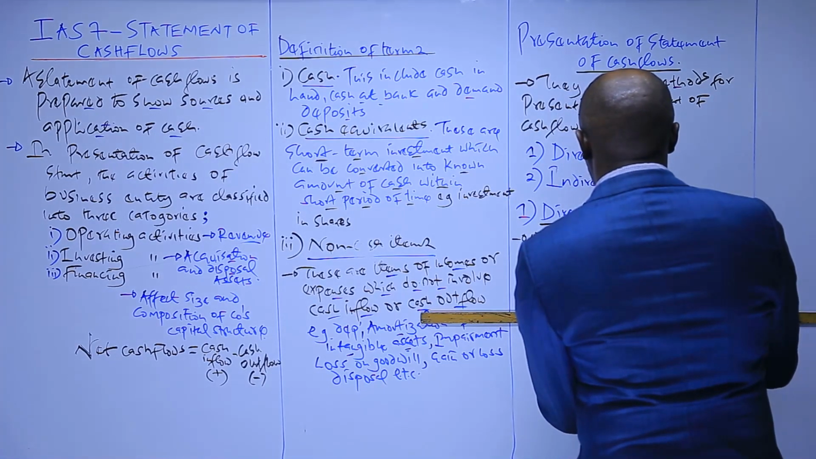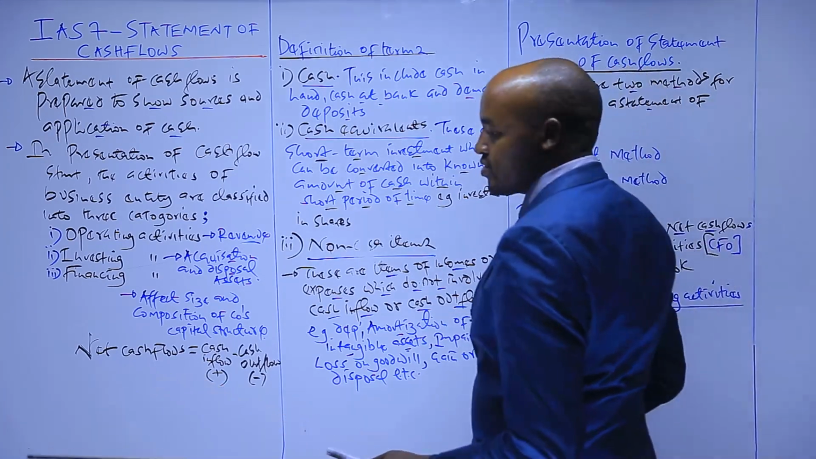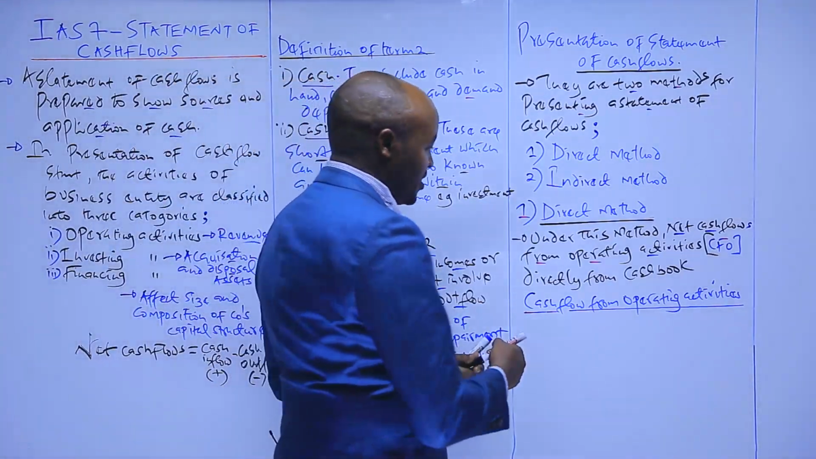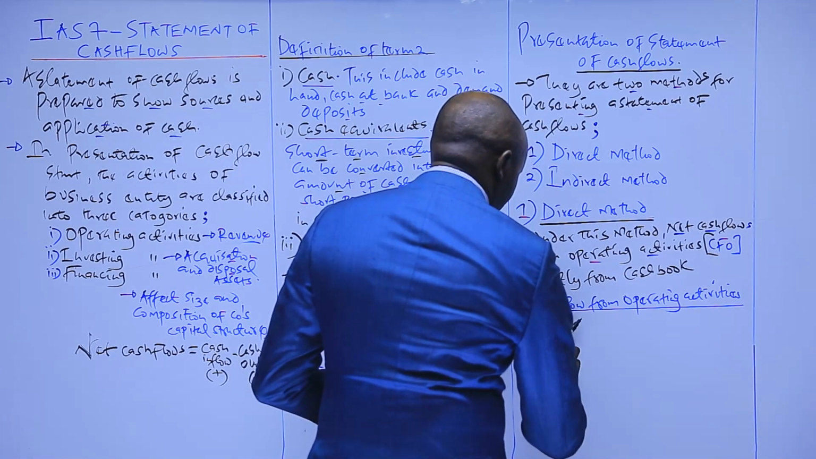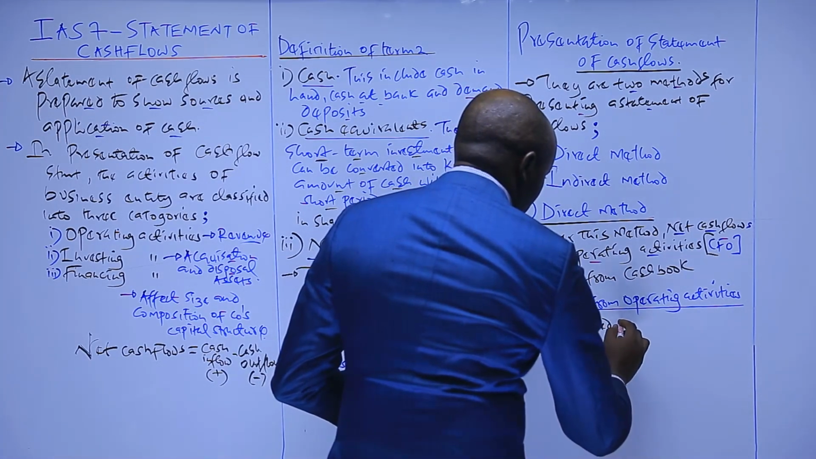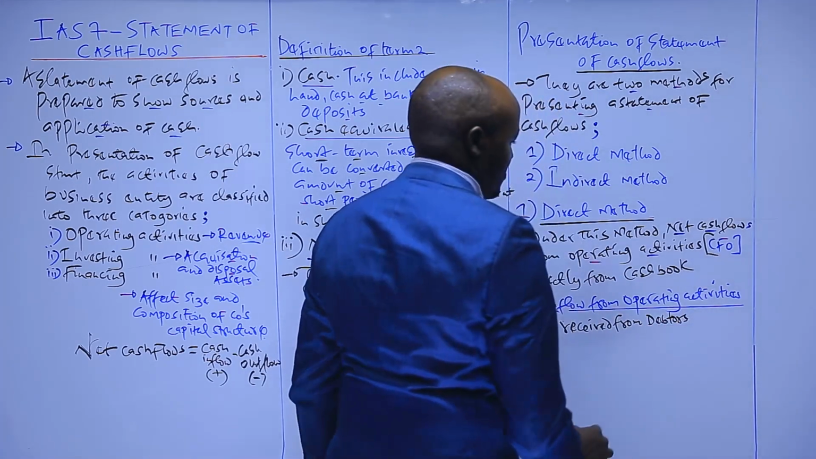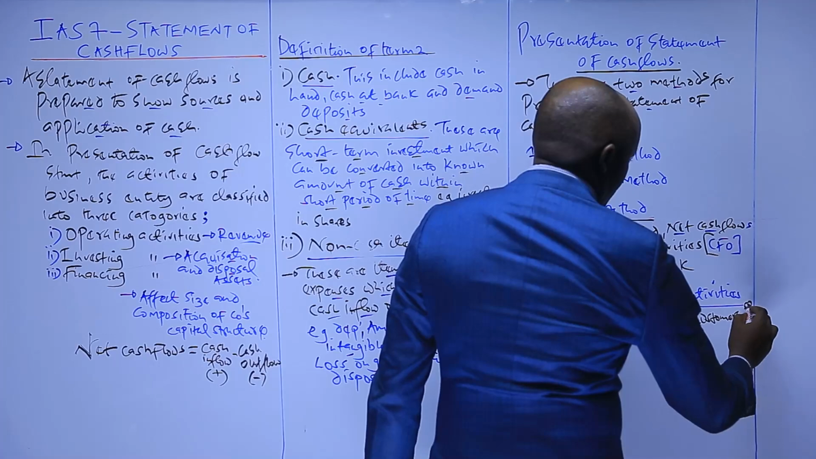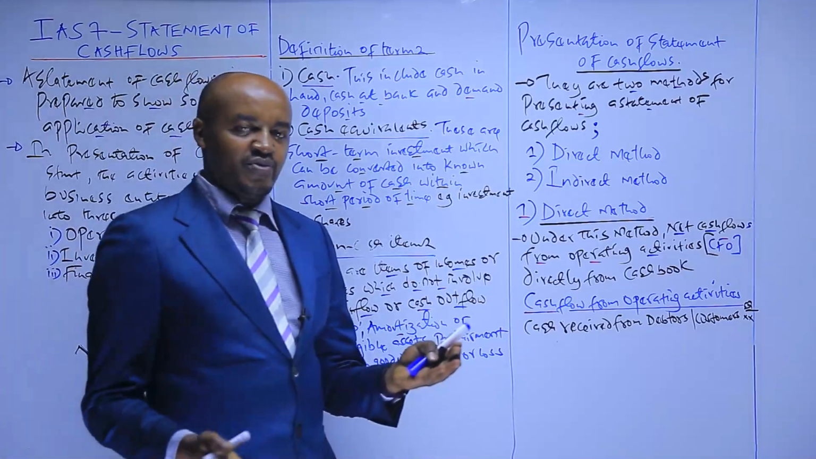And you have to remember that this is the only difference, how we determine the cash flows from what? From operating activities. So to determine this one, we take into account the cash received from debtors or customers, of which this cash received from debtors or customers, this is what? This is cash inflow. This is money which is coming into the business.